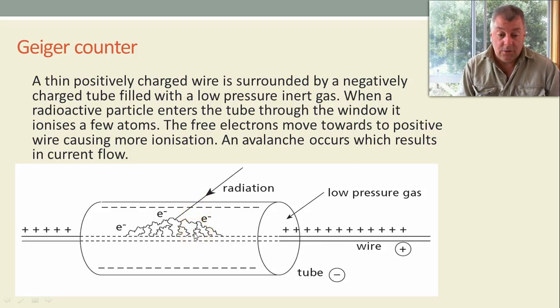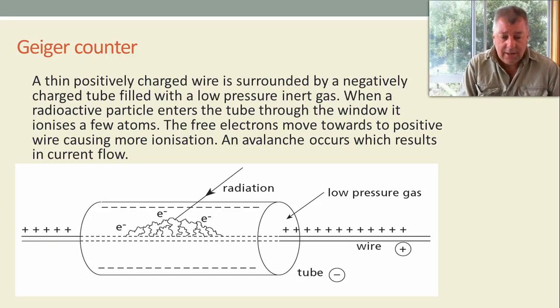And as a consequence of that, if any atoms get ionized by radiation, they then get accelerated and move very quickly, and they actually start hitting other atoms and causing other atoms to be ionized. And it's sort of like a chain reaction where one ionization causes a whole lot of ionization, and the net result is that you get a spike.